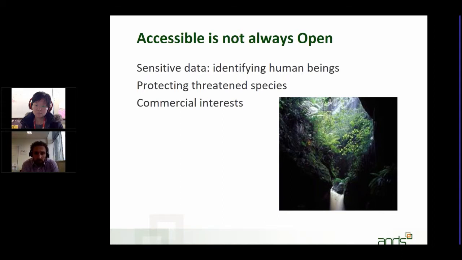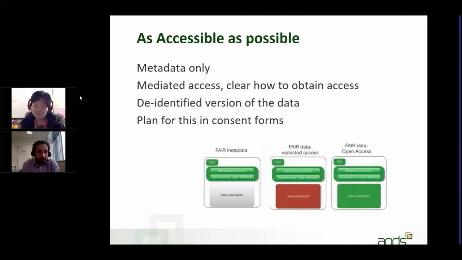Other examples, and that's also probably worth remembering, is that there are other sets of data. So, for example, the location of where threatened species are can be data which is not something you want to make openly available, because that could mean that the last few of those species are hunted down or collected. Famous example, the Wollemi pine, the location of those specific species needs to be protected.